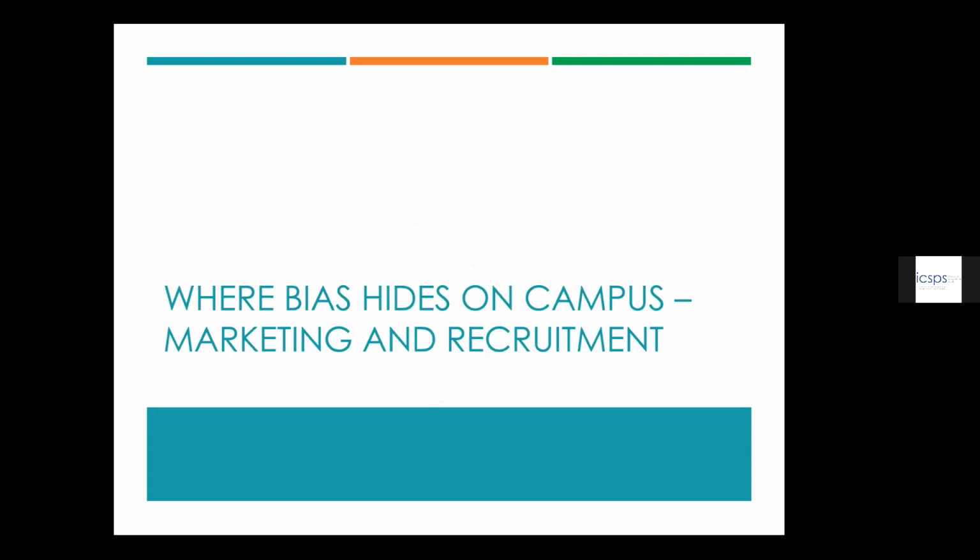Yes, thank you. Okay, so we're going to talk about where those biases can hide on campus, and we're really going to focus in on marketing and recruitment, because when we talk about bias, whether it's implicit or unconscious, it can be a bit overwhelming as to where do we start? How do we correct this? What is that first step that we need to take in order to really combat that bias that's on our campus?